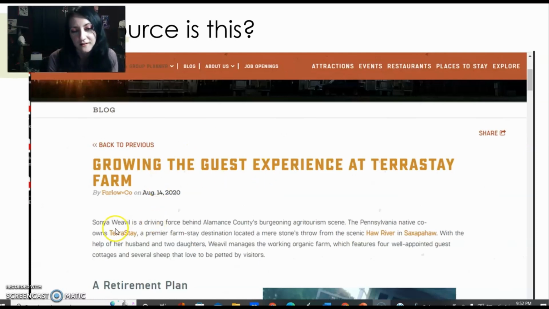And then we can read here. It says, Sonia Weevil is a driving force behind Alamance County's burgeoning agro-tourism scene. The Pennsylvania native co-owns Terrace Day, a premier farm stay destination located a mere stone's throw away from the scenic Haw River in Saxamahaw. With the help of her husband and her 2 daughters, Weevil manages the working organic farm, which features 4 well-appointed guest cottages and several sheep that love to be petted by visitors. So very much trying to entice you to come here. So maybe not a credible source.